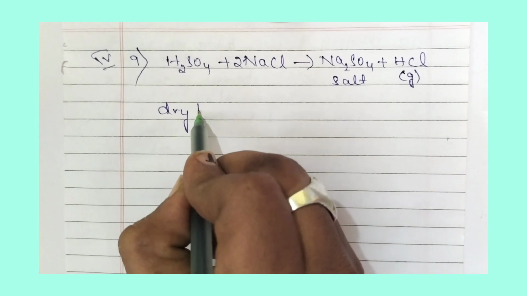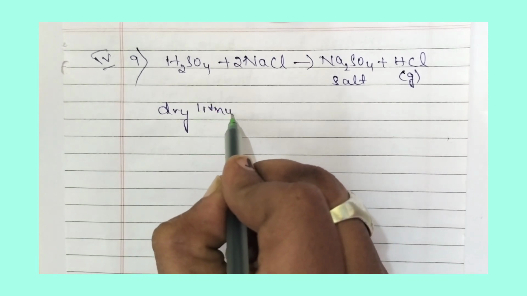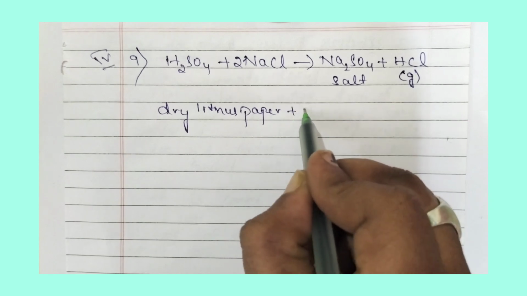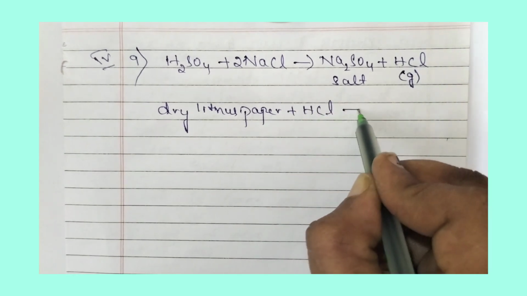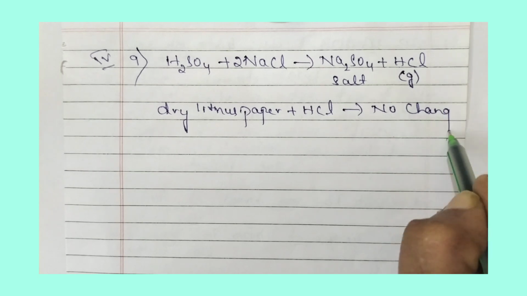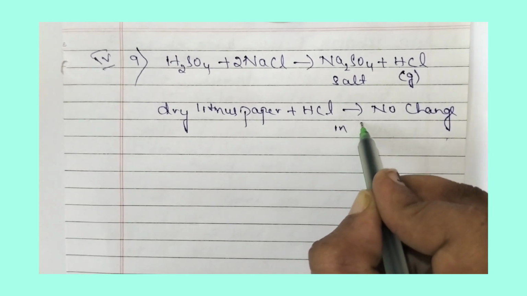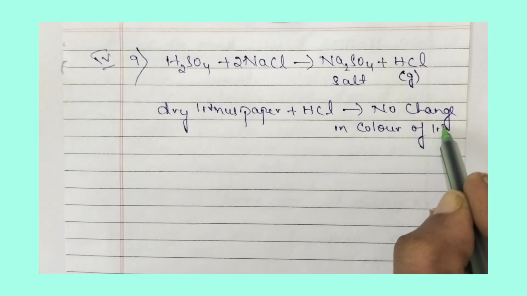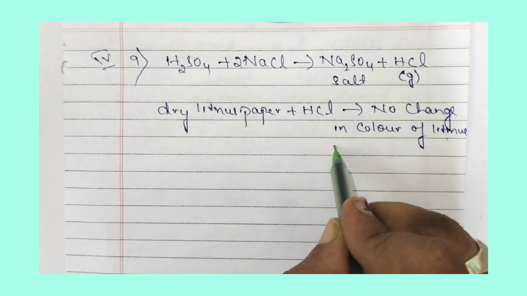dry litmus paper with HCl. So what will be there? No change in color of litmus paper. No change in color of litmus paper.